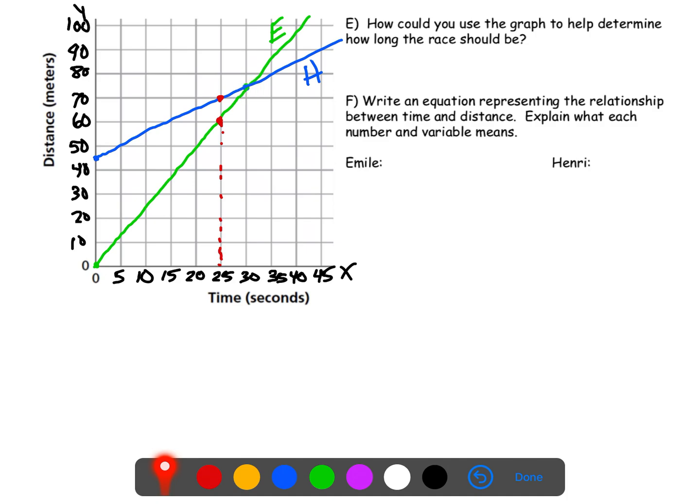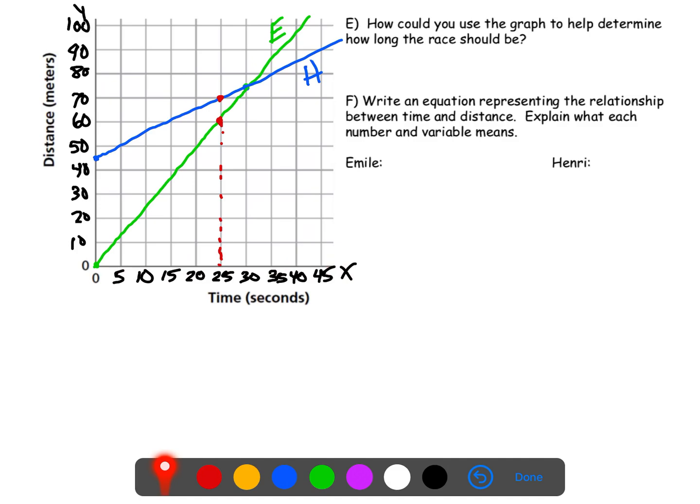Lastly, let's look at part F: write an equation representing the relationship between time and distance. Explain what each number and variable means. So let's go ahead and use X and Y. Remember, we have a formula for a proportional relationship. We want to represent an equation that's Y equals K times X, the constant of proportionality times X. And since we have our axis marked with X and Y, let's just use that.